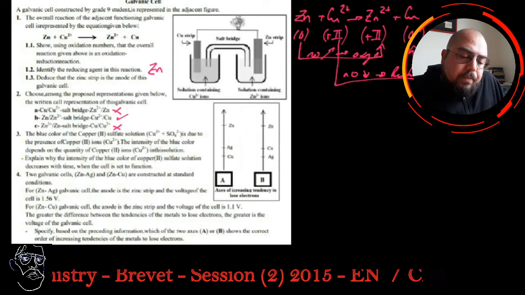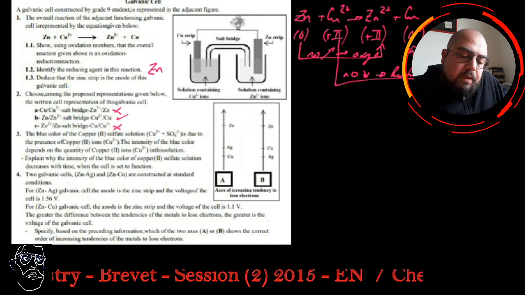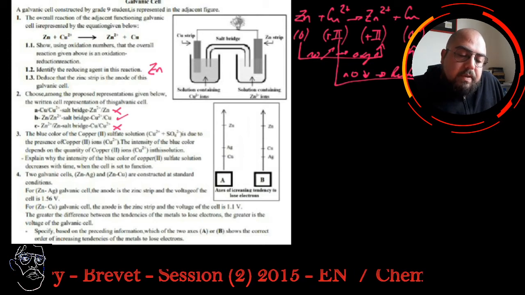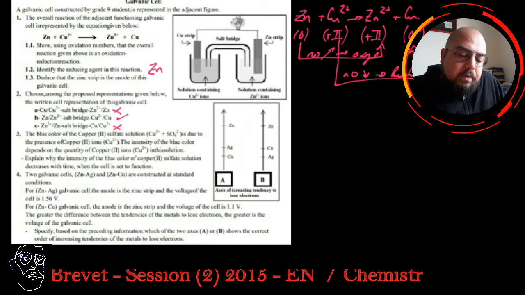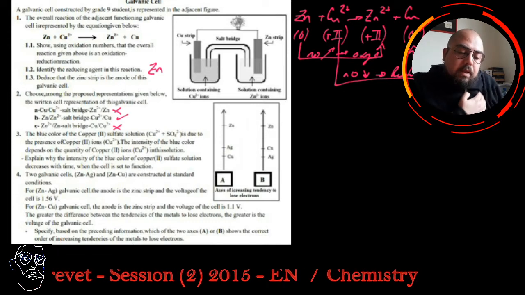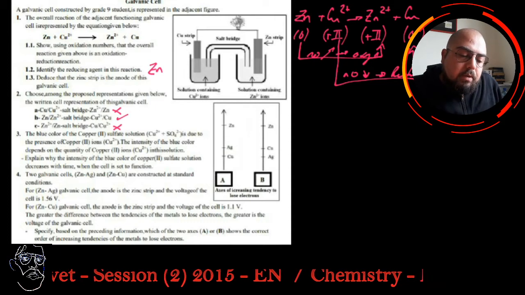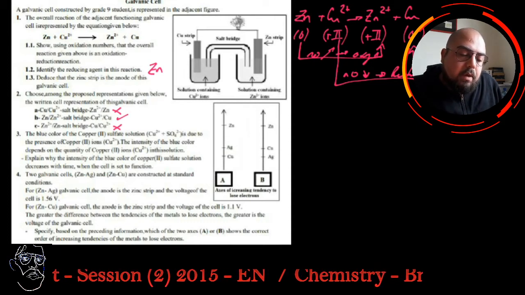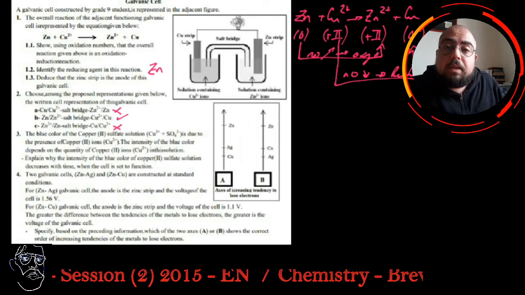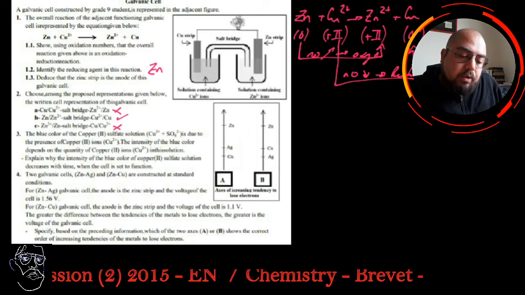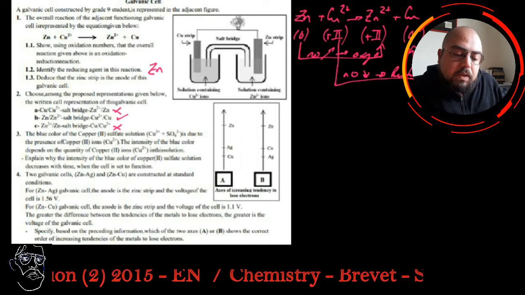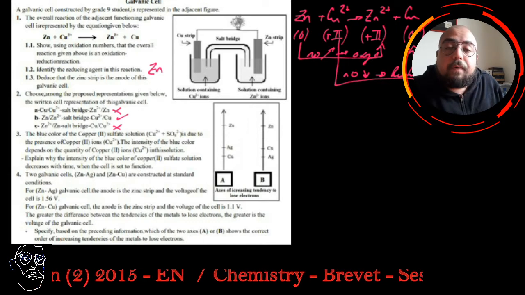The blue color of copper 2 sulfate solution, Cu2+ SO4 2-, is due to the presence of the copper 2 ion Cu2+. The intensity of the blue color depends on the quantity of copper 2 ion Cu2+ in this solution. Explain why the intensity of the blue color of copper 2 sulfate solution decreases with time when the cell is set to function.